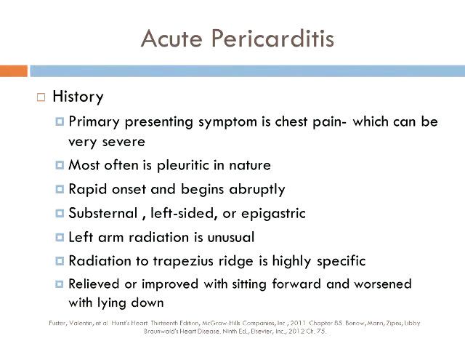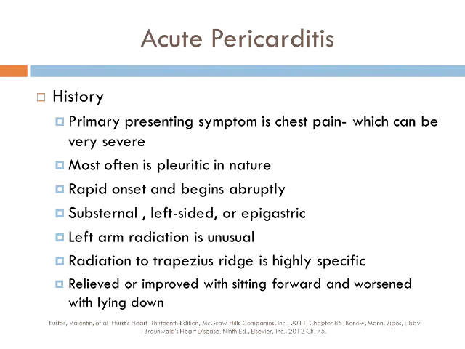It's substernal, it can be left-sided, or it can be epigastric. If they're describing radiation down the arm, that's unusual, but radiation to the trapezius ridge is pretty specific, actually, for pericarditis. Positional change, it's usually relieved when we lean forward because that brings the pericardium closer to the heart, and it brings that space closer together, and there's not as much inflammation and rubbing. When they lay back, it separates those layers out and causes more inflammation, more separation and rubbing.